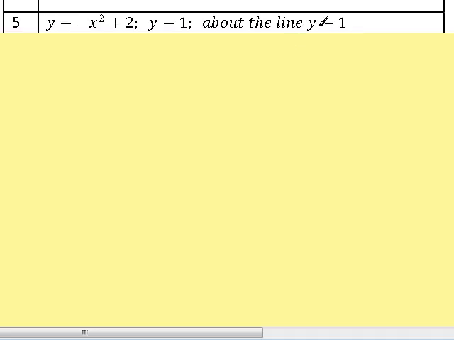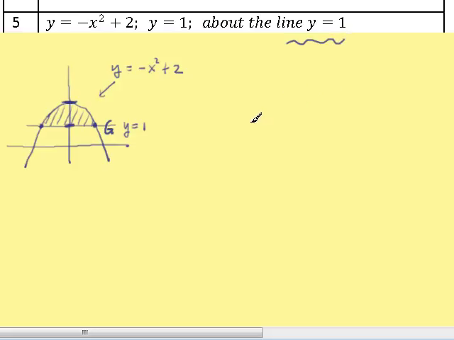In number 5, we're going to revolve a region about the line y equal 1. So first let's draw the region. Here's a picture of the region. This is y equal minus x squared plus 2. Y equal minus x squared is a parabola facing down through 0, 0, and we just lifted it up 2 units. Okay, to this point over here, this is 0, 2 on the y-axis.